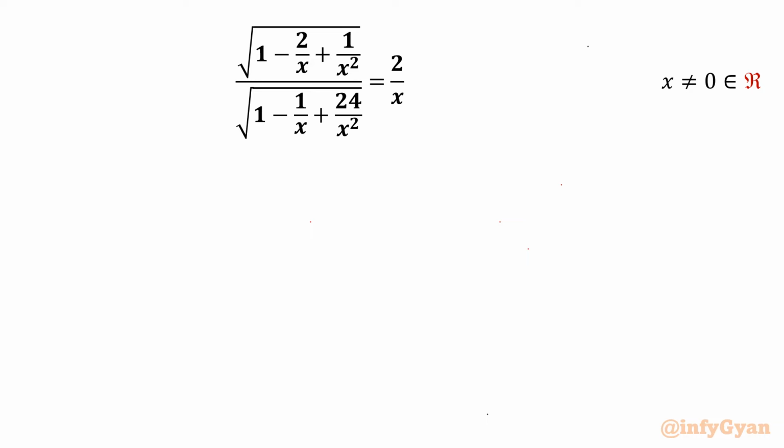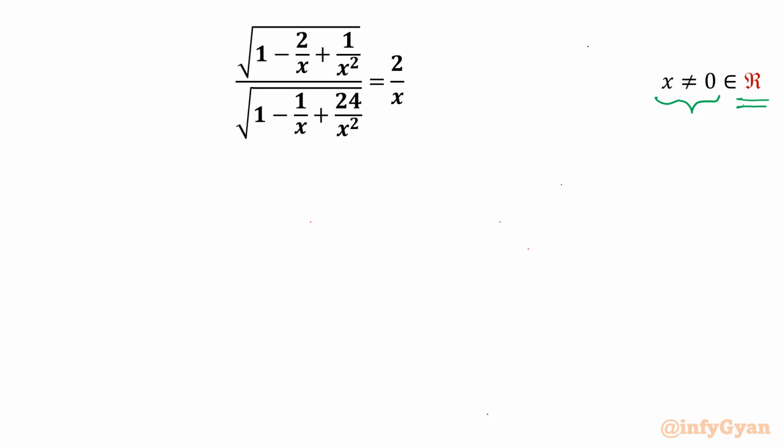Today we are going to take up another challenging question from radical equations. It is square root of (1 minus 2 over x plus 1 over x square) over square root of (1 minus 1 over x plus 24 over x square) equal to 2 over x. x cannot be equal to 0 and x belongs to real numbers.